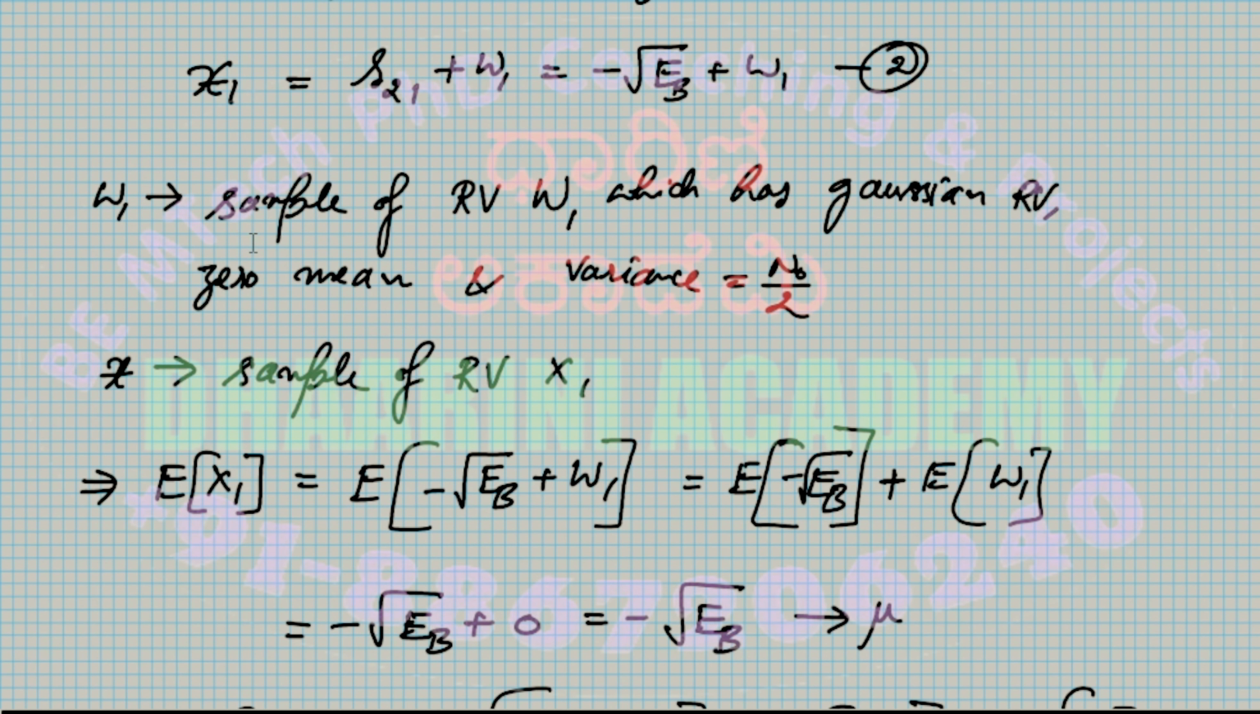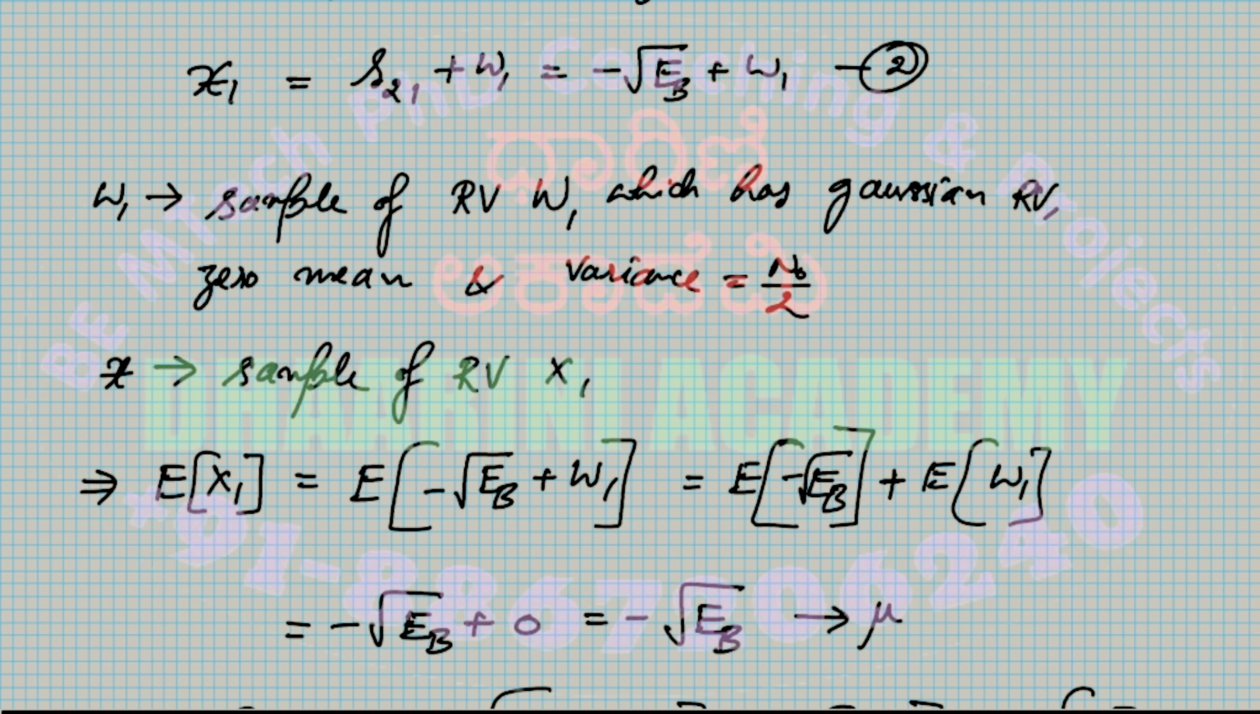So you see W1, I just explained here. What is this? It's a sample of capital W1, which is a Gaussian random variable. Everything we already know that. It has 0 mean, it has this much variance and so on. I just have to write it. That's all.